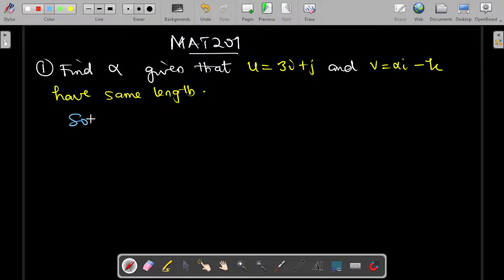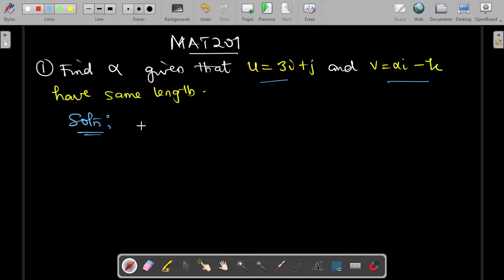Beautiful example or exam question, and we like bringing stuff like this. Okay, so there are two pieces of information given here. One is that you're given two vectors, v and u. Secondly, you are told that the lengths of the vectors are the same, and you are asked to find the value of alpha that will make that happen. So for what value of alpha will the length of u be equal to v?